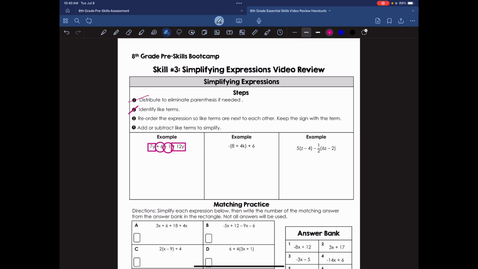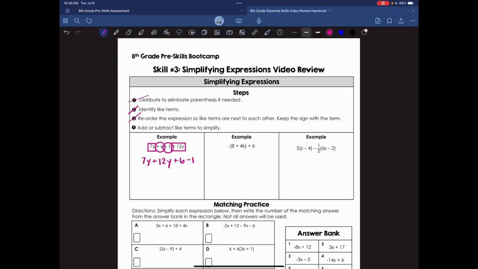Okay, the next step is to go ahead and reorder the terms so that they are next to each other. So I'm going to take this 7y, since it's in front, I'm going to keep it there. And I'm going to move its like term right next to it. So I'm going to take the sign with it, plus 12y. And then I'm going to continue with my next set. So those are my circles. That's that +6 -1. So I've reordered, I've kept the sign with it, and now I'm just going to add or subtract to simplify.